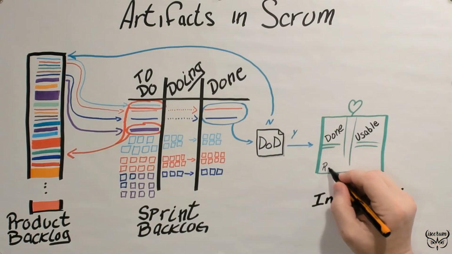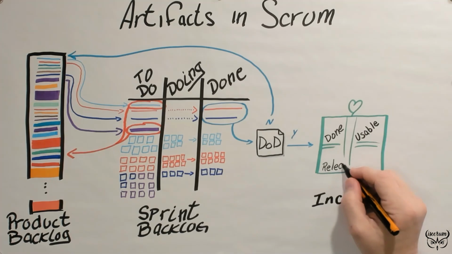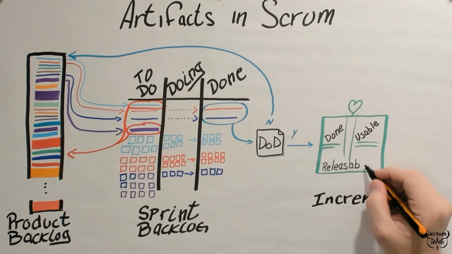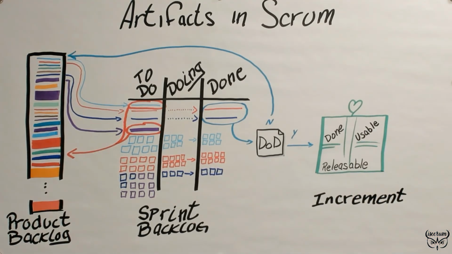Finally, releasable. By releasable, we mean that the increment should remain in a releasable state at all times. This does not mean that the increment is a release in itself. It does not mean that the increment needs to be released at the end of the sprint.